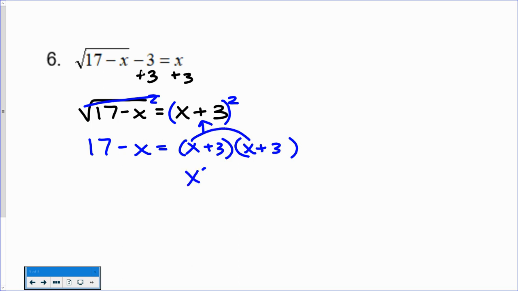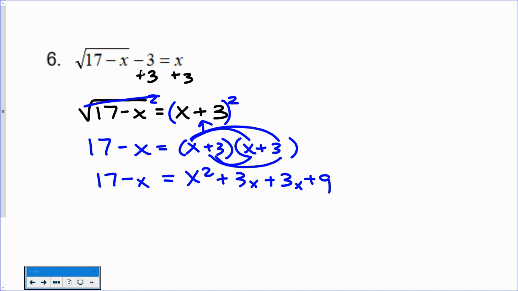Okay, so I will get x squared plus 3x plus 3x and plus 9 would equal my 17 minus x. So I've got an x squared here. So right now I'm going to be solving a quadratic equation that we did last quarter.